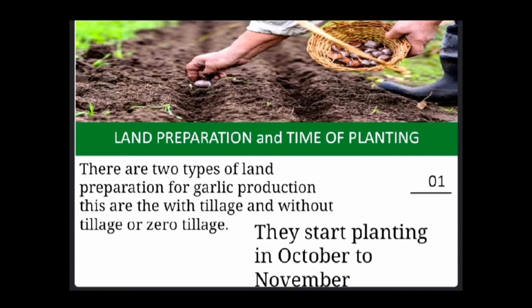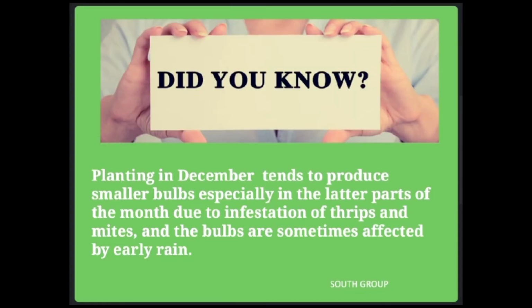What month should they plant and why? They start planting by the month of October to November. Garlic will produce bigger bulbs because they like a cold temperature. Did you know planting in December tends to produce smaller bulbs, especially in the latter parts of the month, due to infestation of thrips and mites, and the bulbs are sometimes affected by early rain.